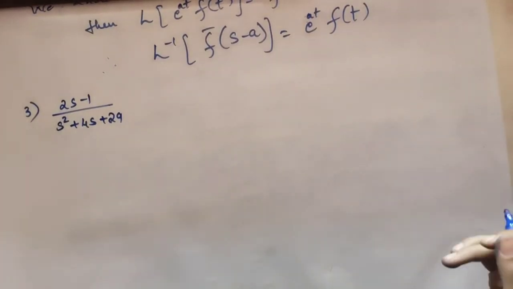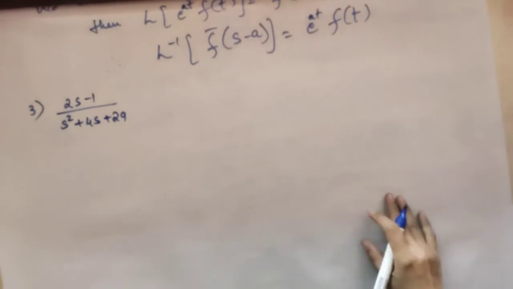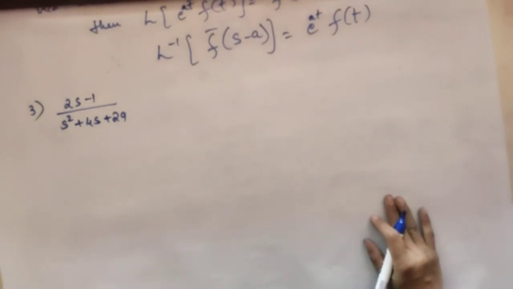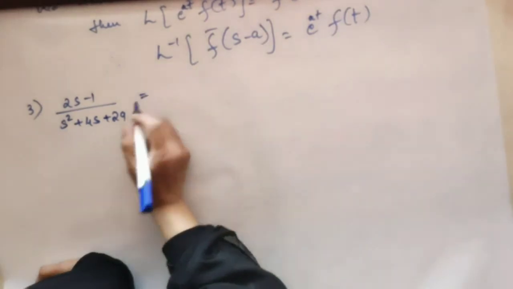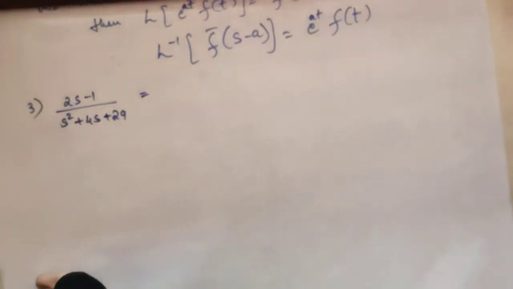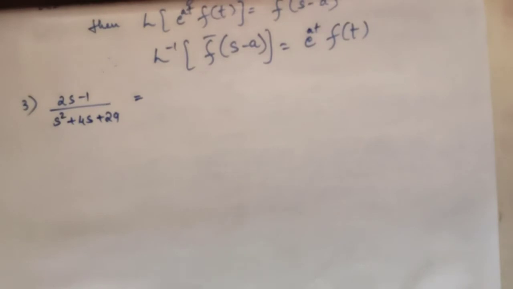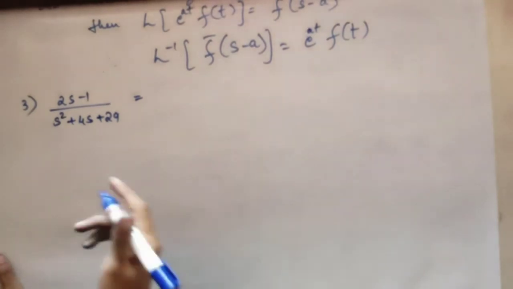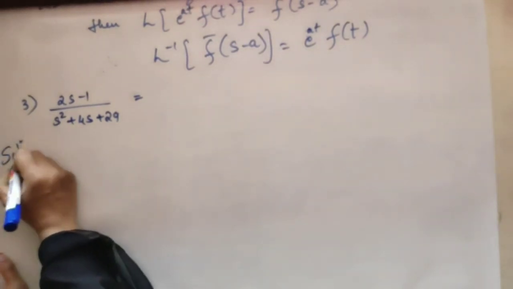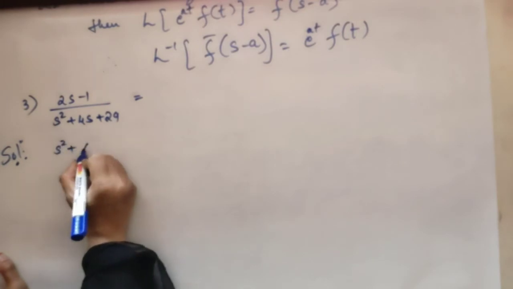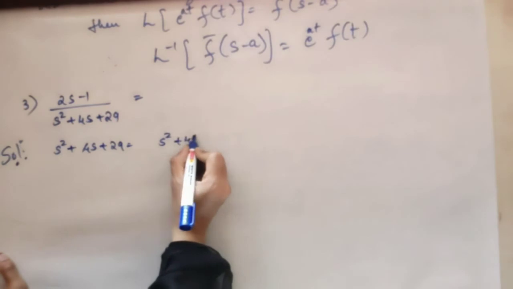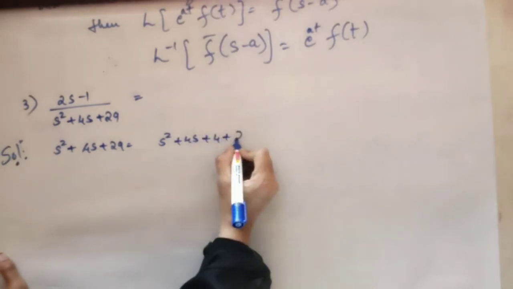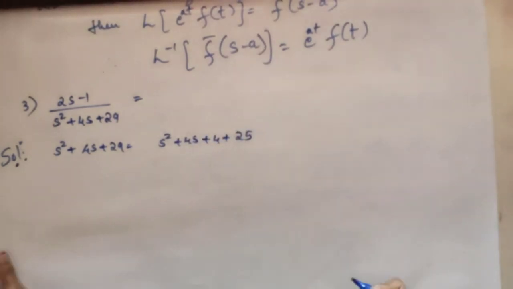Now let us solve one more problem on this, that is 2s minus 1 divided by s square plus 4s plus 29. Now first we have to see how we can write the denominator. We know that s square plus 4s plus 29 can be written as s square plus 4s plus 4 plus 25. Is it not?